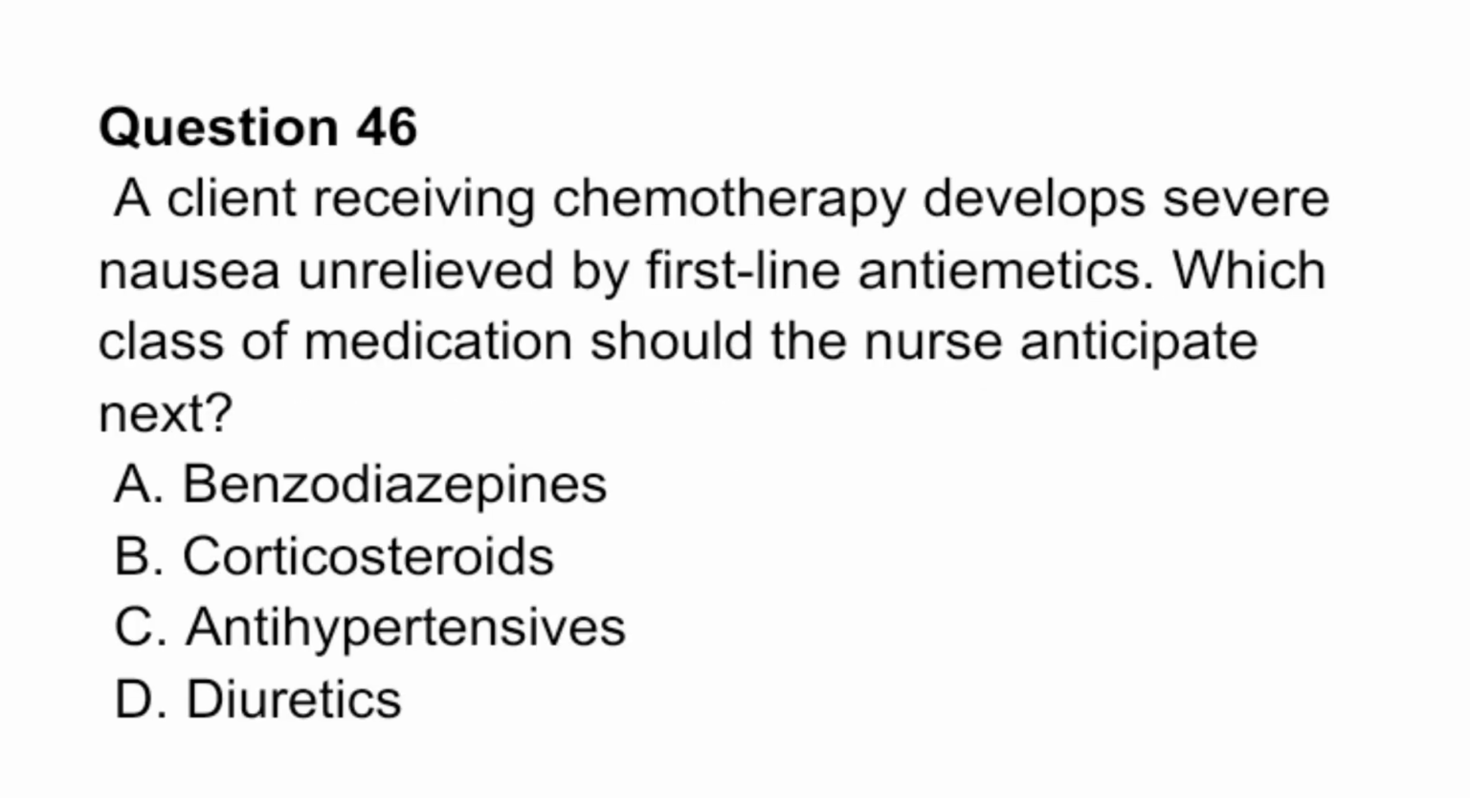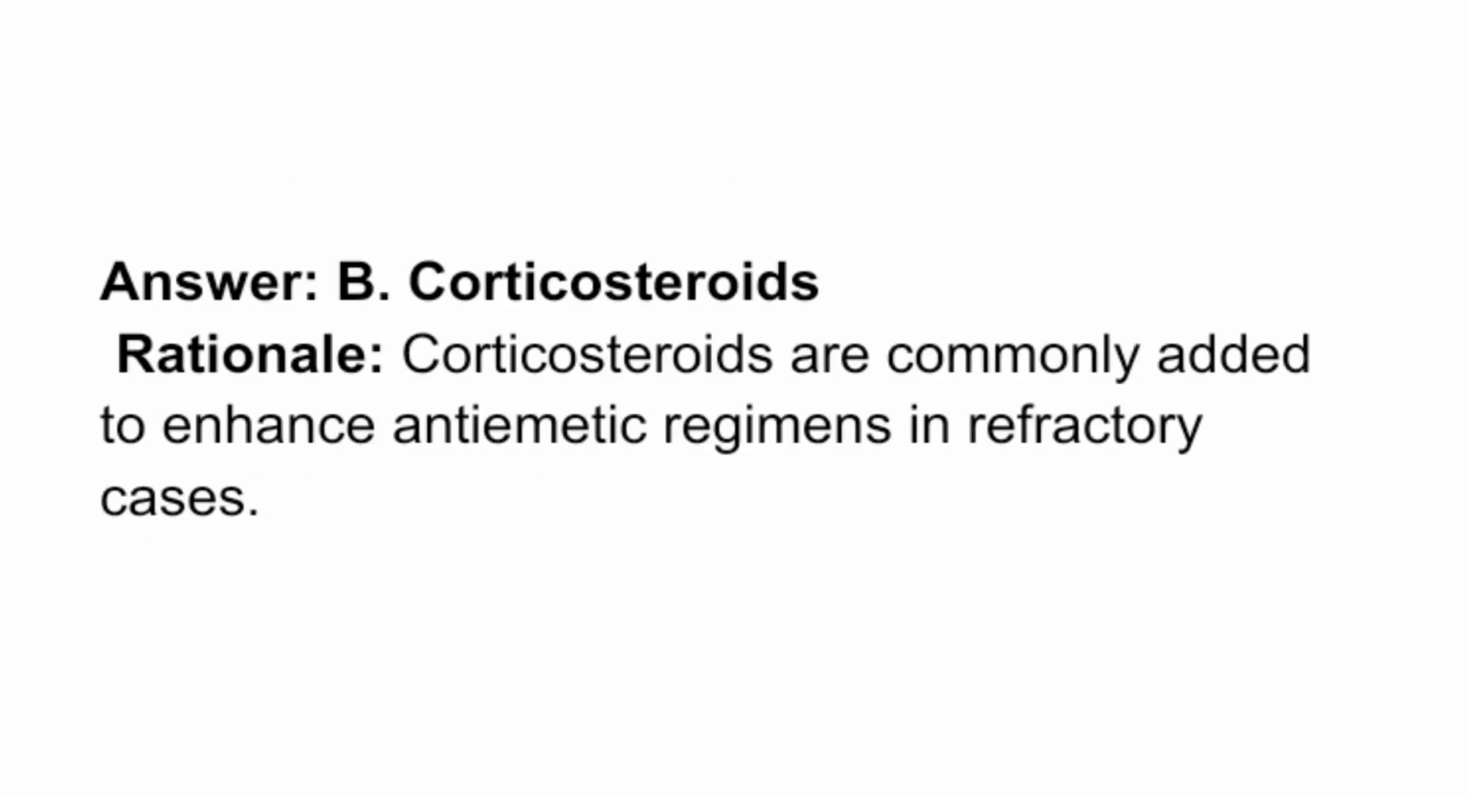Question 46. A client receiving chemotherapy develops severe nausea unrelieved by first-line antiemetics. Which class of medication should the nurse anticipate next? A. Benzodiazepines. B. Corticosteroids. C. Antihypertensives. D. Diuretics. Answer: B. Corticosteroids. Rationale: corticosteroids are commonly added to enhance antiemetic regimens in refractory cases.